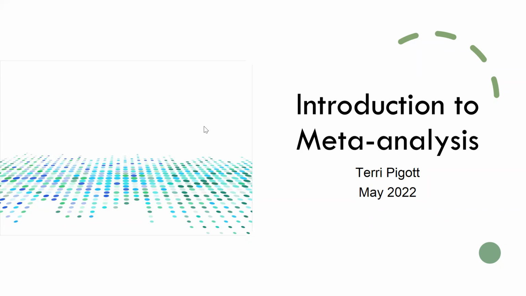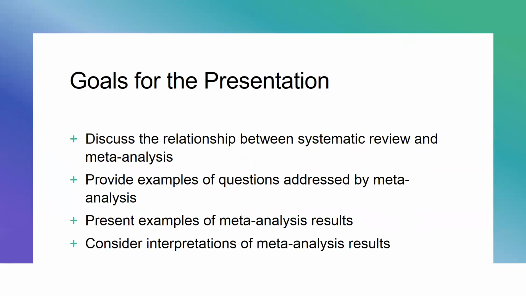And today I'm going to give you sort of a conceptual introduction to meta-analysis. And so we'll just go ahead and get started here. My goals today are really to talk about the relationship between systematic review and meta-analysis, provide a few examples of questions that you could address using the methods of meta-analysis, then maybe present and look a little bit more closely at some examples of meta-analytic results, and then talk a little bit about interpretation. And then I hope there will be lots of time for us to have questions afterwards.